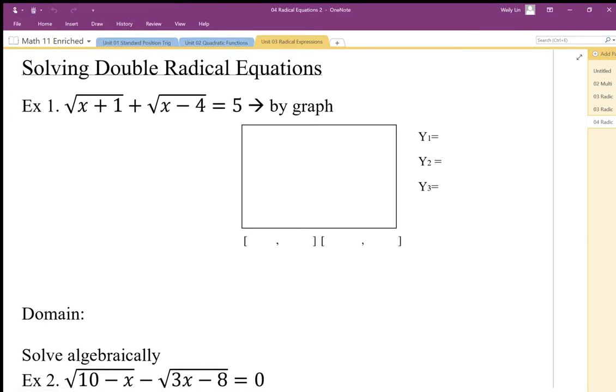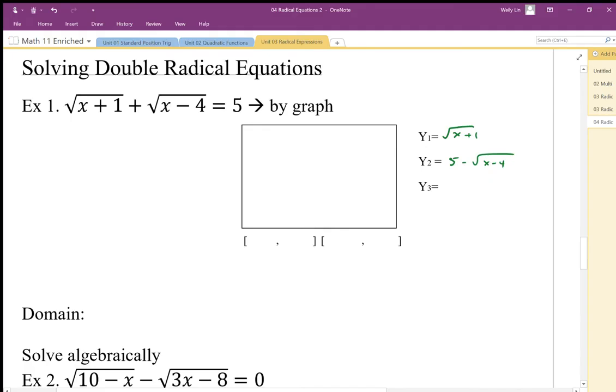So when we have double square root equations, these are a little bit more challenging. So let's see how we can solve these first by graphing. So let's graph this equation, and we can graph it like this, or we can graph the square roots against each other. Okay, so in fact, I think I'm going to graph square root x plus 1 against 5 minus square root x minus 4.